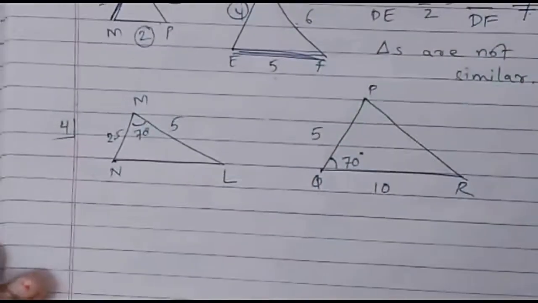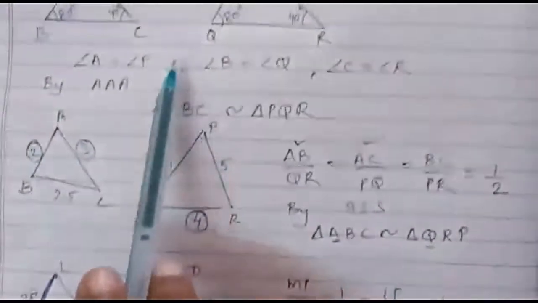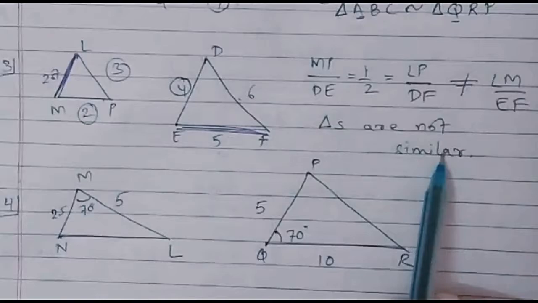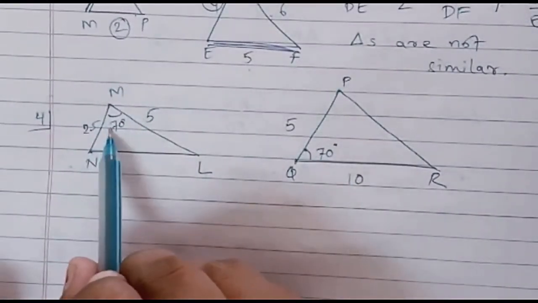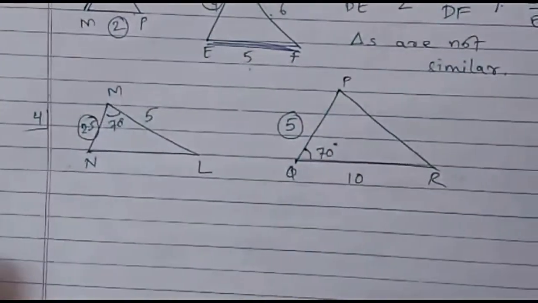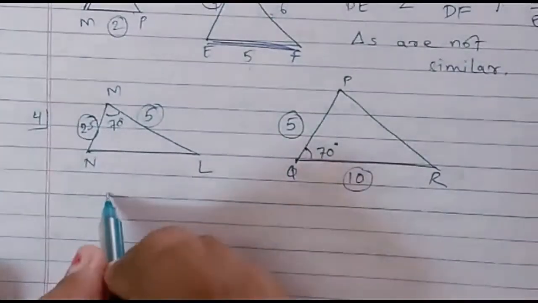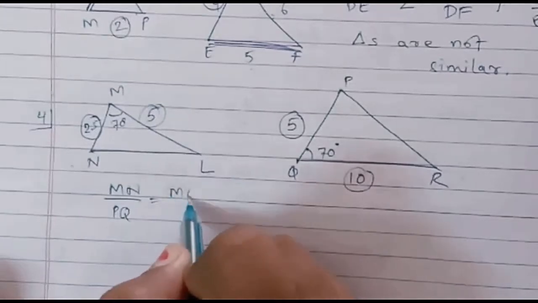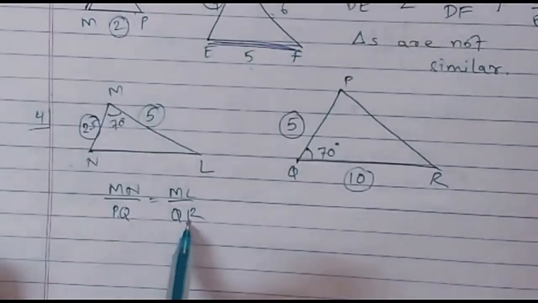In the same way, let us see one more last example here. We have used in the first question AAA criterion, in the second it was SSS, third itself was not similar. Let us see fourth one. Here two sides and the corresponding angle is given to you. So we know 2.5 is to 5 is 1 is to 2. Same way 5 is to 10 is also 1 is to 2. So here I can say MN upon PQ is equal to ML upon QR, right? So the ratio of two sides is equal.